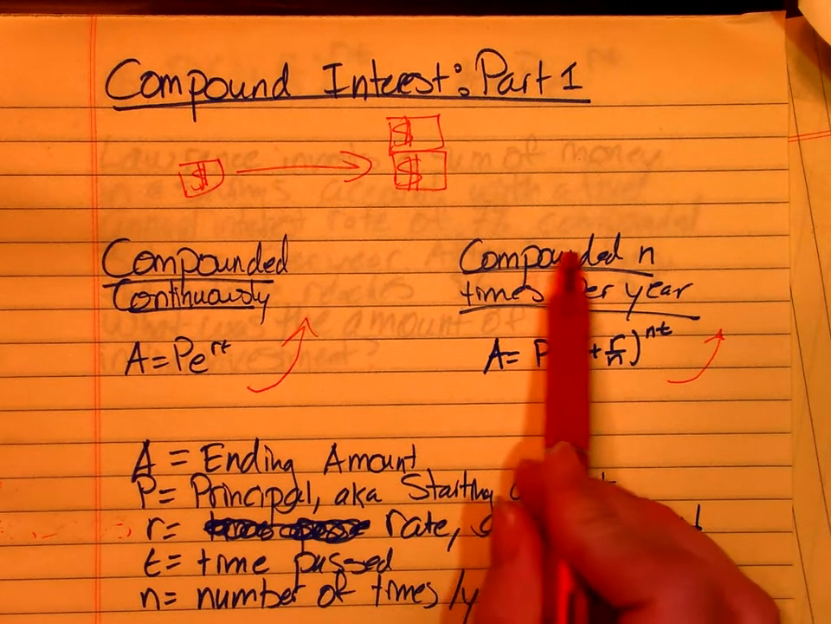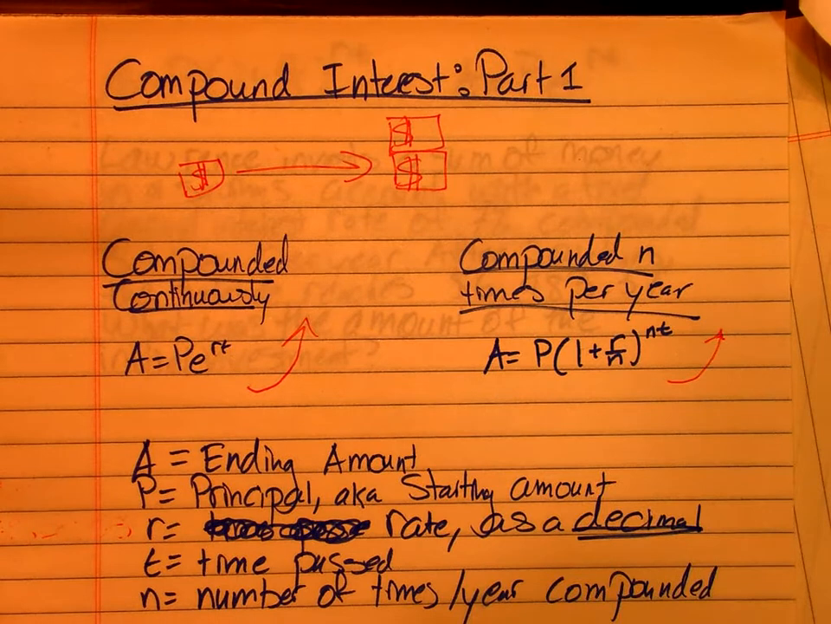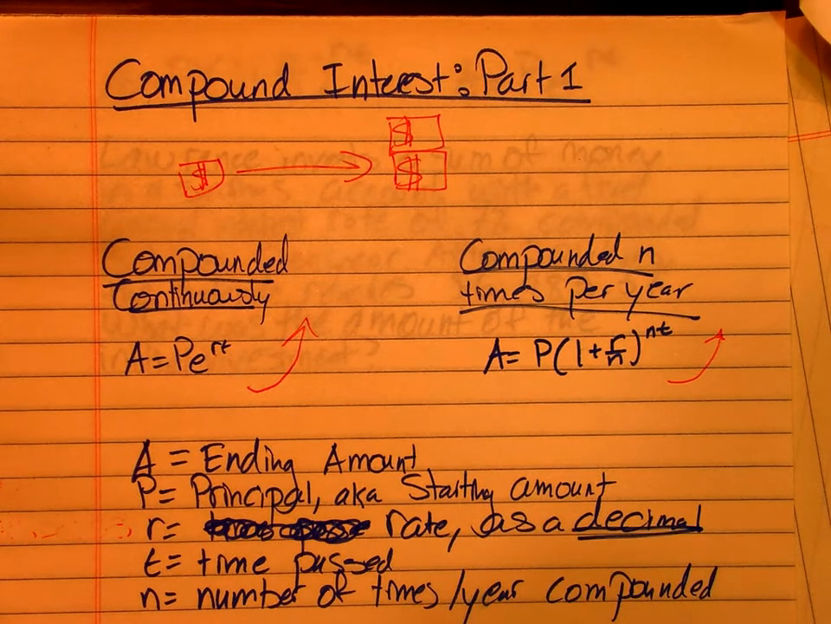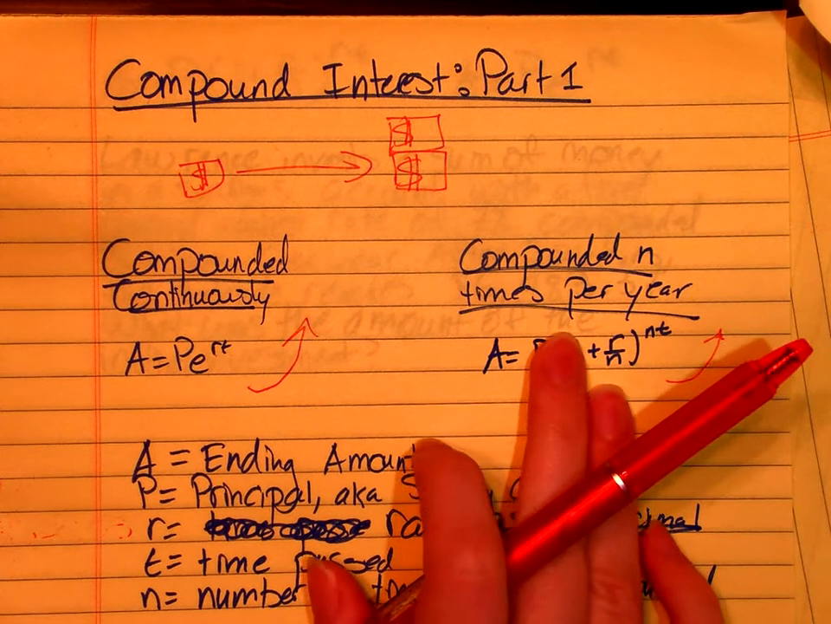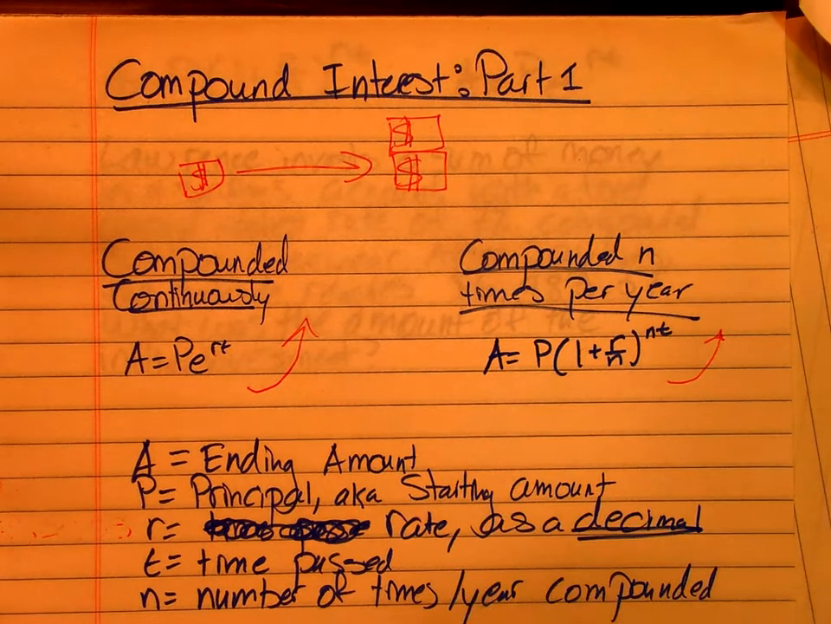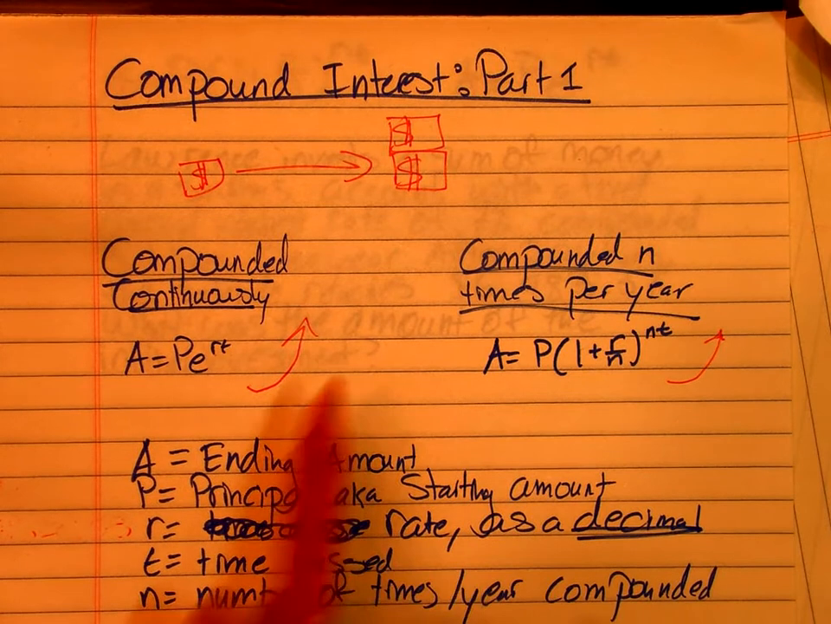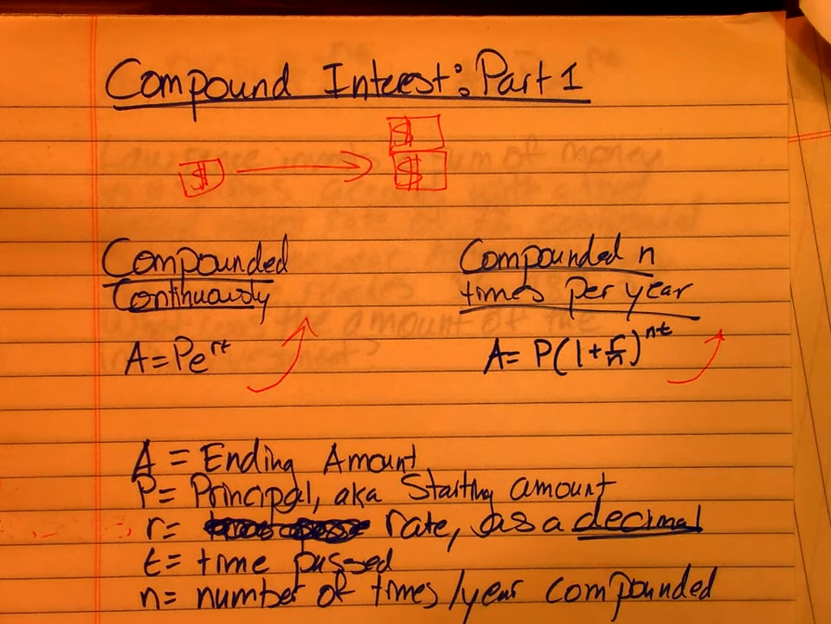If it's compounded n times per year, that means you put your money in a bank account and once every other month, that's when the interest compounds, rather than continuously. Both of these have their own separate equations. For this first set of practice, you're not only going to have to be able to plug into the equations, but you're also going to have to identify based on the problem which equation you want.